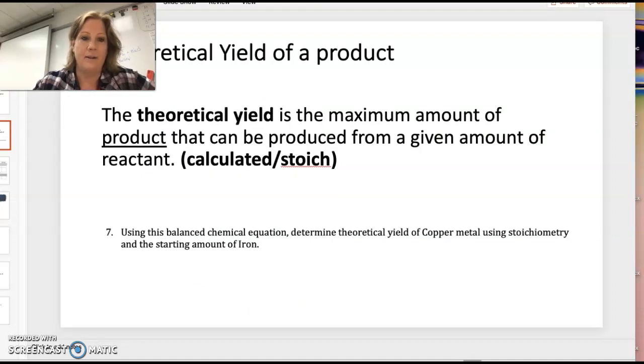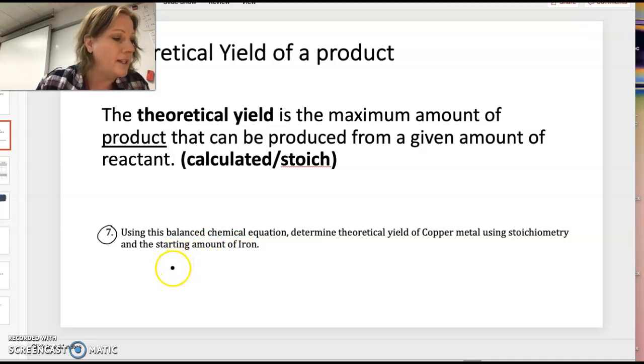So first thing, we did talk about this already, but here's the definition of what theoretical yield is. It's the maximum amount of product that you would be able to get in theory. So this is always based on stoichiometry calculations. So for your lab, this corresponds to number 7. So using whichever balanced equation you think you have, you're going to determine the theoretical yield of copper, starting with your amount of iron.